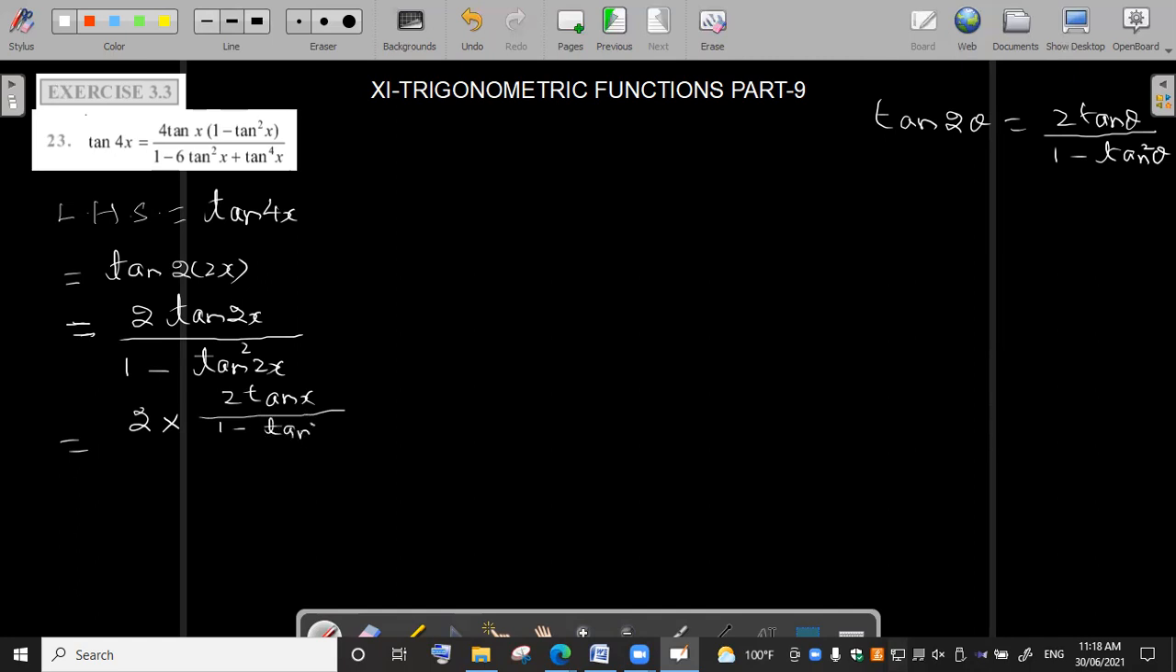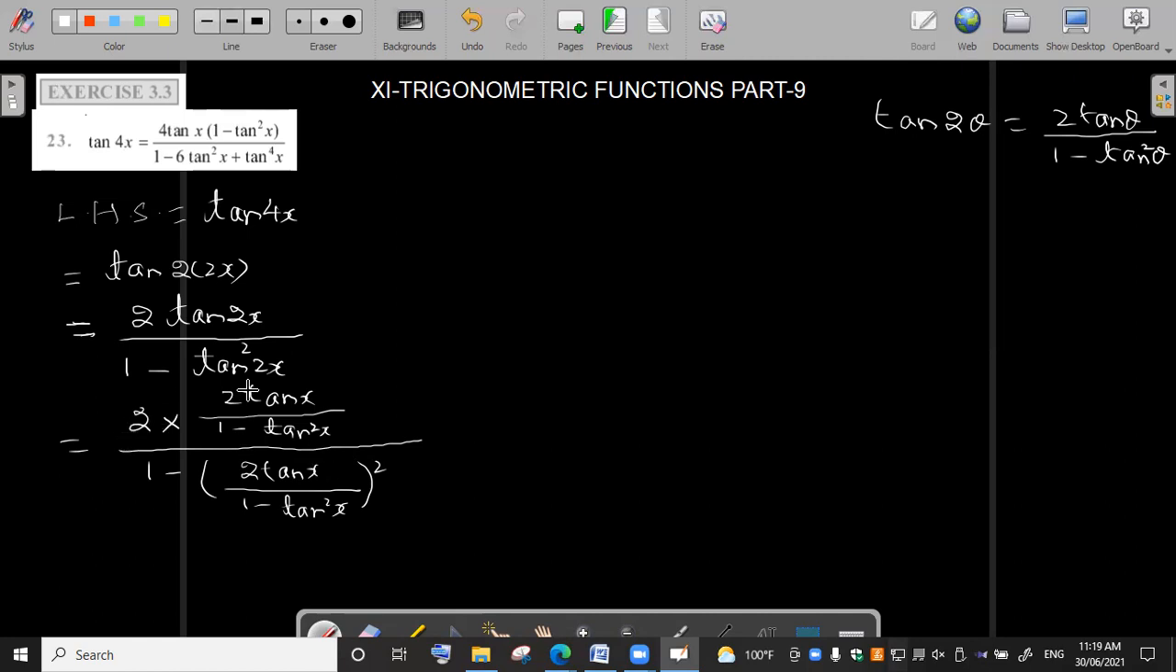numerator. And similarly in the denominator, 1 minus tan 2x can be written as 2 tan x by 1 minus tan square x, its whole square. Now we have to solve to get the solution.